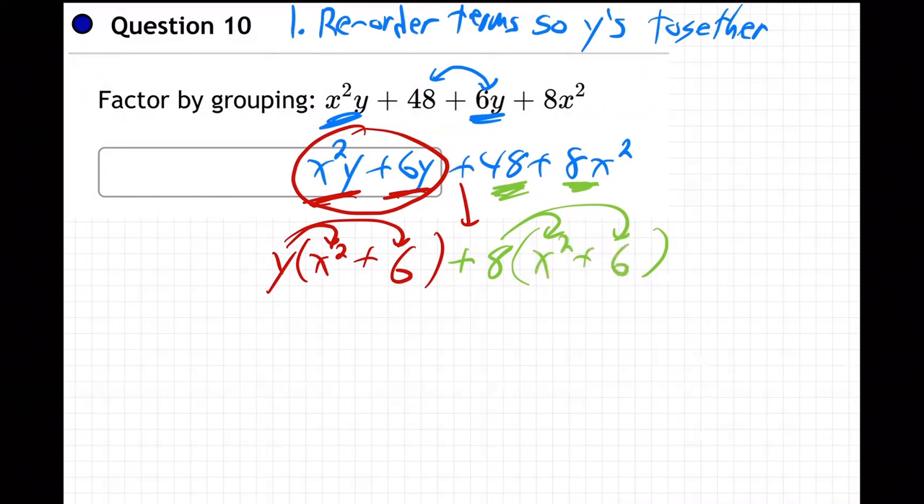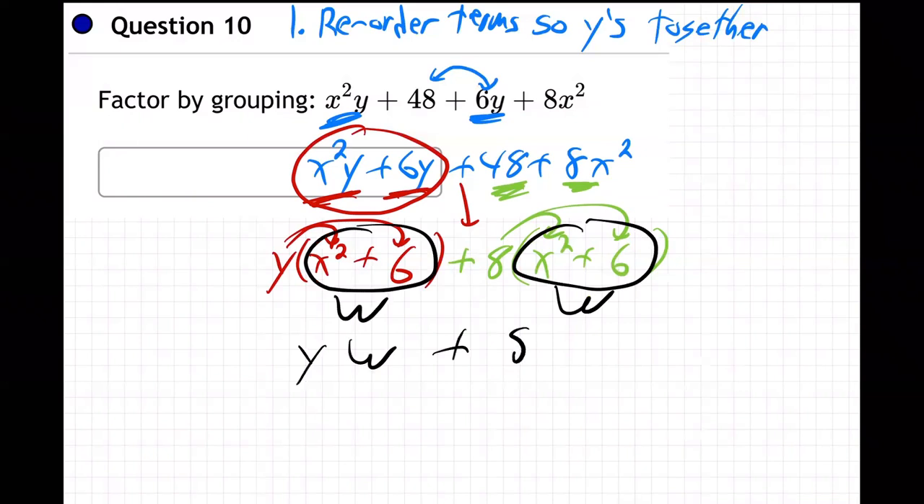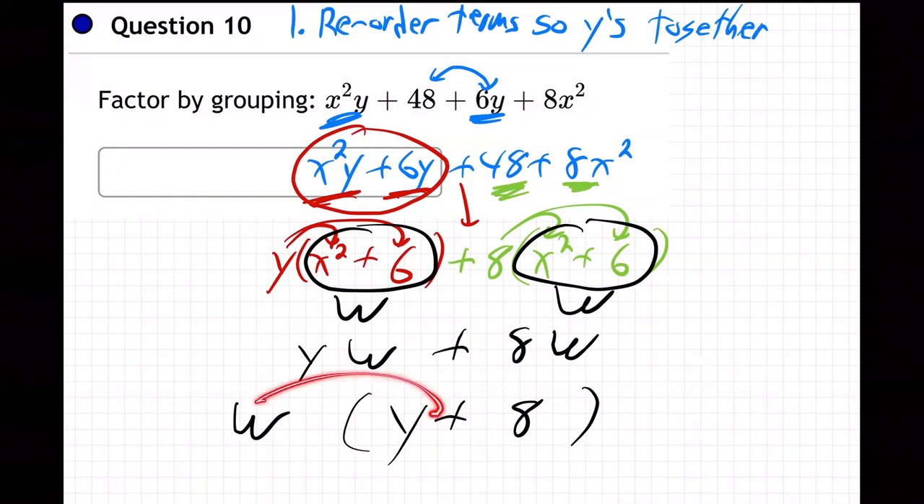So now, how do we go from here? What do we do? Well, now we look and we say, what if this common element was a big old W? What would you do? Like if we had YW plus 8W, I would put the W in the front. And that would leave Y plus 8, right? Because that W could go boom and boom. Well, that's exactly what we do. But instead of a W, what do they both have in common? They both have an x squared plus 6, right? You getting that? That's the common element.